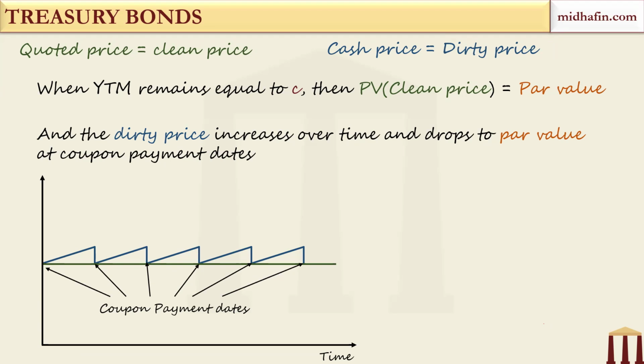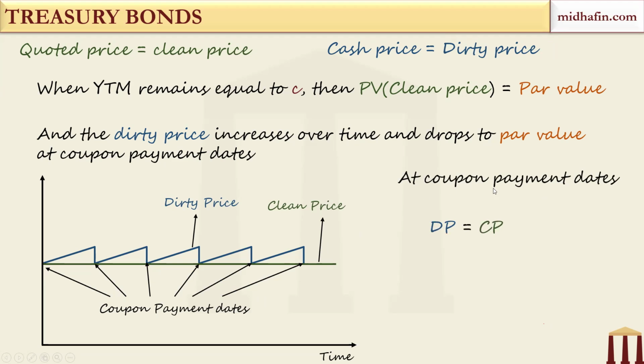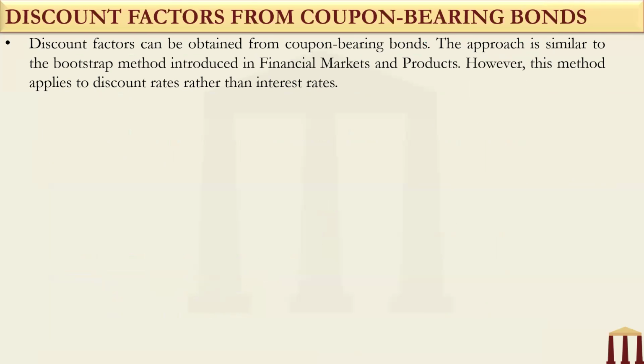Okay, and on all other dates, dirty price will be different than the clean price of the bond, which is evident from this graph. In fact, the blue curve is dirty price and the green curve is the clean price. Okay, on coupon payment dates, dirty price is equal to the clean price, and on other dates, dirty price is greater than the clean price. Okay, now let's see how we calculate the discount factors from coupon bearing bonds.